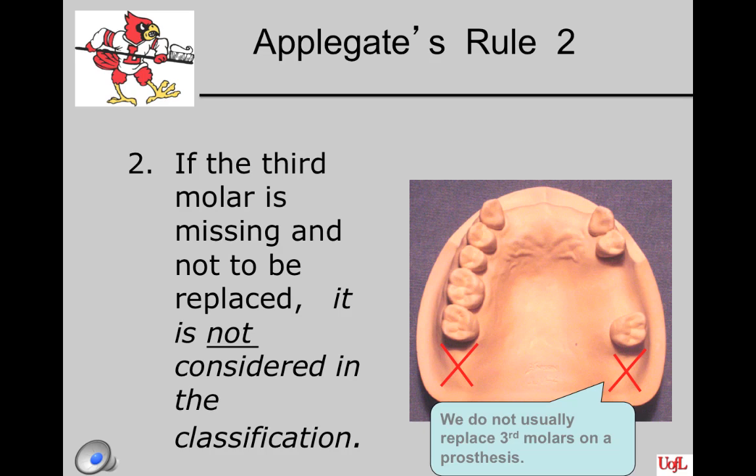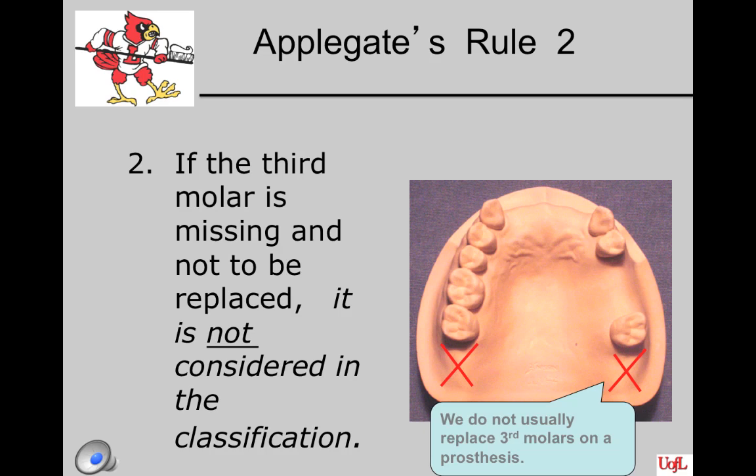In this course, you'll be told if you're going to replace or not replace the third molars. So you just ignore that area. The area is not considered in the classification. You stop at the last molars that appear on the cast as far as determining classification.